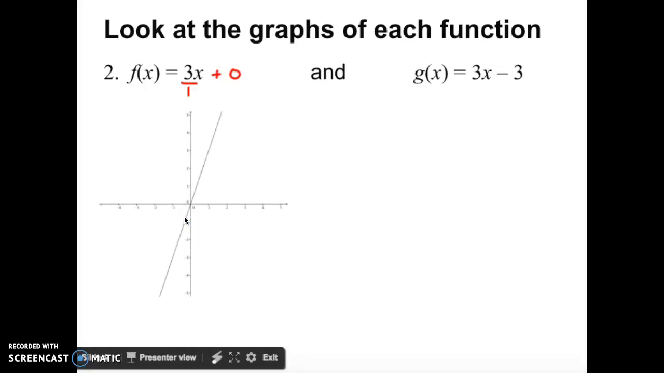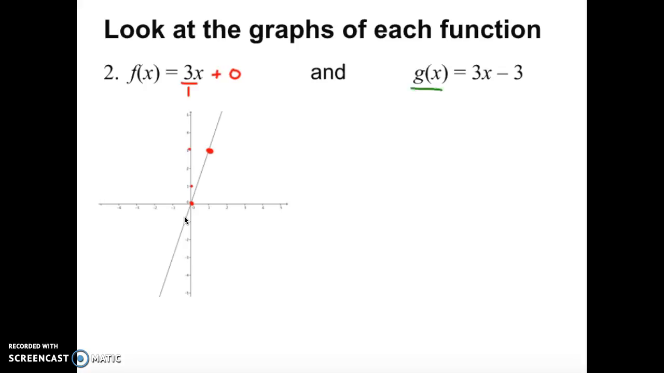So y-intercept of 0 right here, and again, I would move up 1, 2, 3, and over 1, and that would give me a new point on my graph. Just a little refresher on graphing. If you notice, the only thing that's different between f of x over here and g of x over here is this minus 3 at the end. The 3x stayed the same. All they did is subtract a 3 at the end.